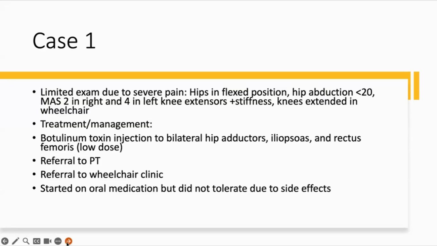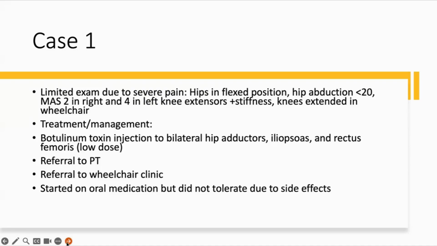Her exam was very limited due to pain, and I couldn't even touch the right leg especially. She was in flexed position at the hips, with very limited hip abduction. And sometimes I'm surprised that with 2 examiners, we are not even able to achieve much hip abduction, and how they do it at home by themselves. And also she had some tone in knee extensors, which I see in adults with CP with aging, even though it could be first their hamstrings, sometimes it could be extensors as well, but mostly it's the flexor groups. And with time, they have stiffness in knee extensors and pain. And her knees were extended in wheelchair.